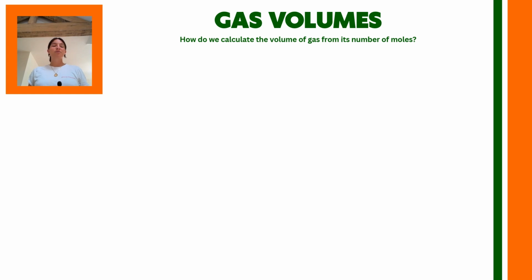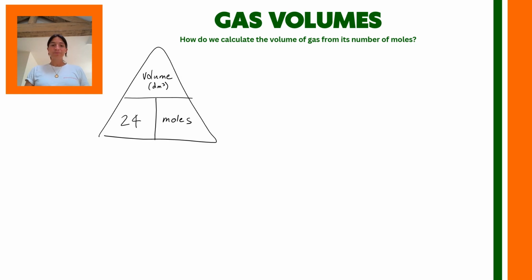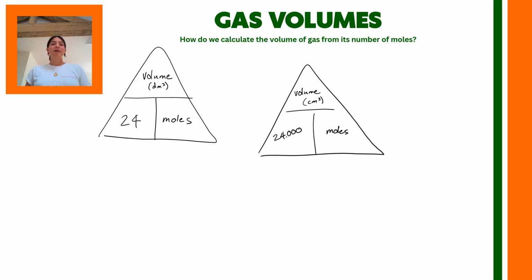So gas volumes. First question here, how do we calculate the volume of gas from its number of moles? So remember, we essentially have these two triangles here, where you have your volume at the top and then 24 on the bottom if your volume is in decimeters cubed, or if your volume is in centimeters cubed, then you have this 24,000 on the bottom.